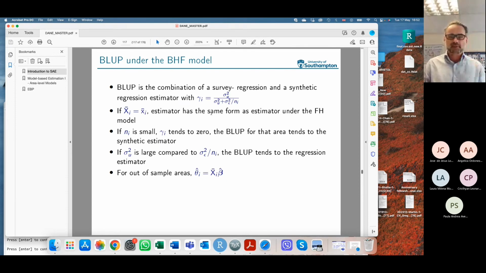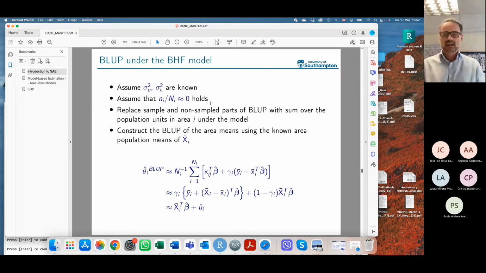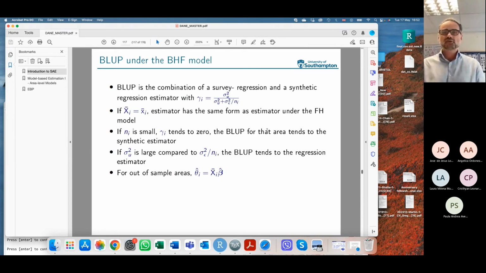Just before I move to the EBLUP, I just need to define this gamma i, to give you a bit more information about it. You remember gamma i is the weight that I give to the two different parts of the BLUP. And gamma i looks very similar to the case of the Fay-Herriot model. So I take the between-area variability, sigma squared u, divided by sigma squared u plus sigma squared epsilon divided by n_i, where n_i is the sample size in area i. So if it happens that your population X bar i and the sample x bar i are equal, then the estimator has exactly the same form as the estimator under the Fay-Herriot model.